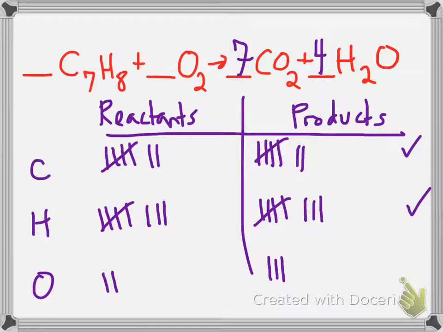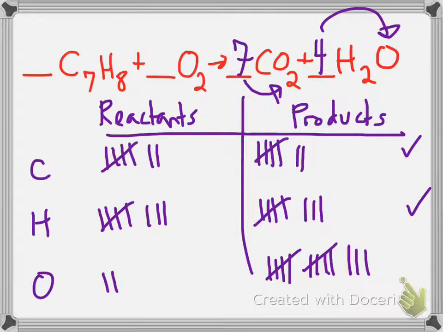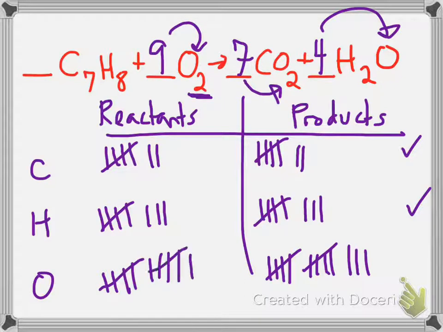So my hydrogens are balanced, but that 4 also changes the oxygen. So this would mean I have 4 oxygens plus, and this would mean I have 14 oxygens. So I really have 18 oxygens on my product side. So how do I get 18 oxygens on my reactant side? Well, if I have 2 oxygens here, something times 2 has to give me 18. So I'll need a 9 there. 9 times 2 would give me 18 oxygens. And now my oxygens are balanced. So everything is balanced. So that's great.